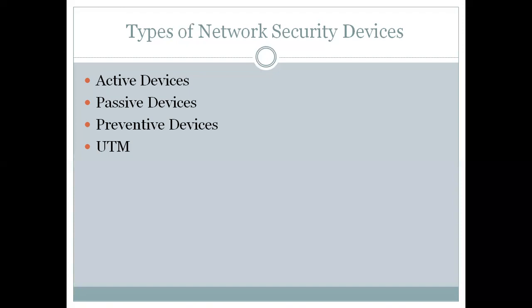The third one is preventive devices. These devices scan the network segments and identify potential security problems. Examples are penetration testing devices and vulnerability assessment appliances. Okay. The last one is UTM. These devices serve as all-in-one security devices. Why do we call UTM all-in-one devices? Because UTM devices can filter traffic from layer 2 to layer 7, and it works as a firewall as well as content filtering and web filtering.